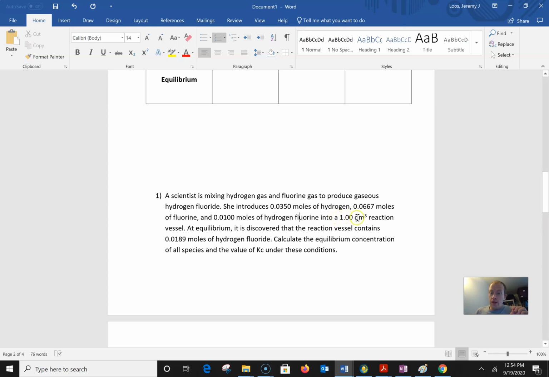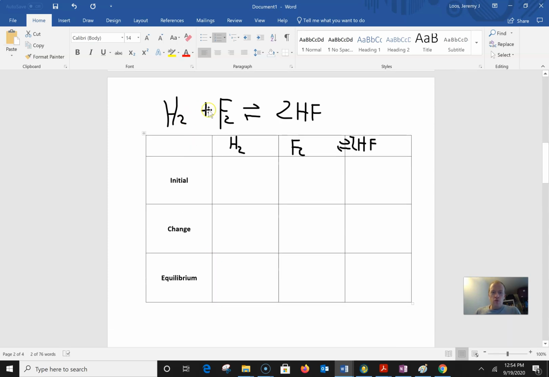And it's a 1 dm³ container, so we want to put concentrations in ice tables, but the volume is 1, so we don't need to worry about that because the concentration and the number of moles is going to be the same since the volume is 1. And then super key words here, at equilibrium. So we are given one of the equilibrium concentrations, and it's 0.189. I have written out the equation up here, and you may want to pause the video and get this all sketched out, but there we have the equation, and we've got hydrogen and fluorine and HF.